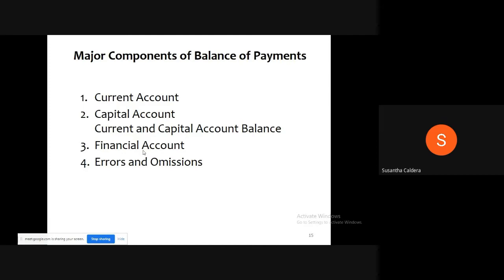Major components of balance of payment. You may get brief questions for 2 marks, 3 marks. What are the major components of balance of payment? Right? One is the current account, capital account, right? So that means current and capital account balances, financial account, and errors and omissions. Errors and omissions also make a big effect on the balance of payment of a country.